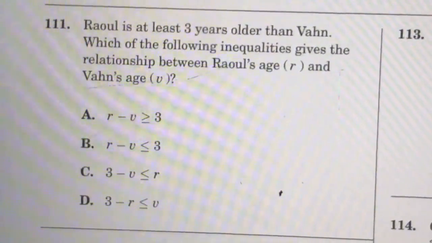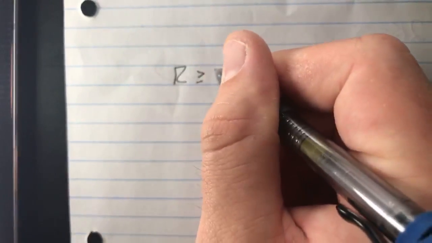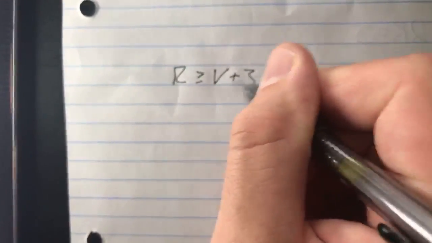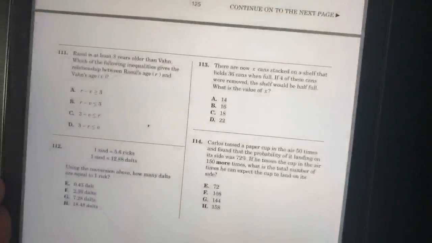So let's talk about this. Let me read the problem, I guess. Raul is at least 3 years older than Vaughn. So we got Raul here. So that means he has to be older or equal to Vaughn plus the 3. So that's not an answer choice, you know what I'm saying? So how do we do that?